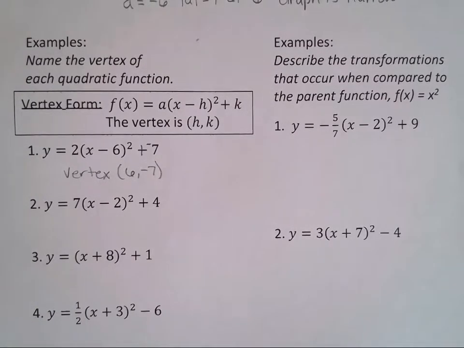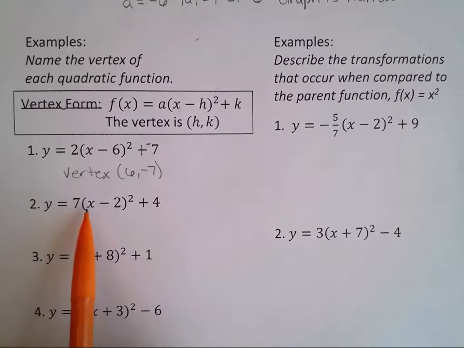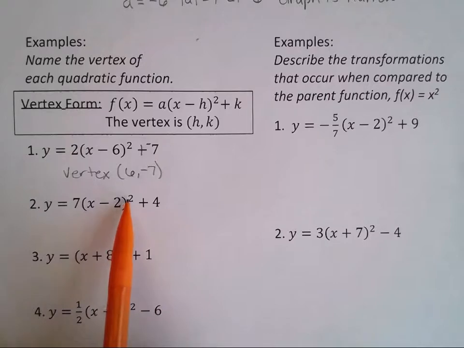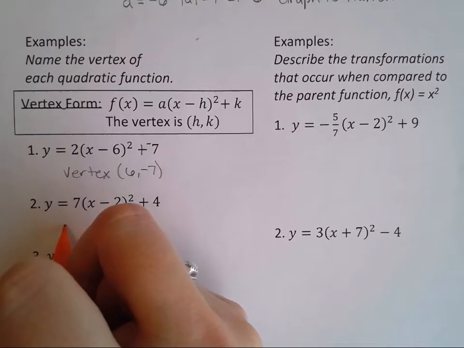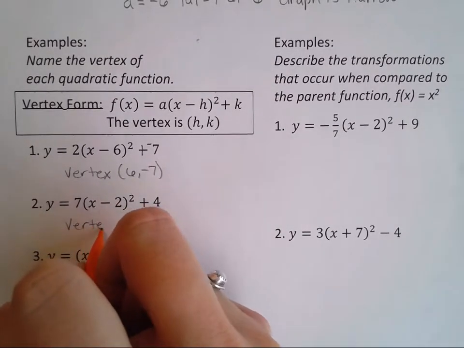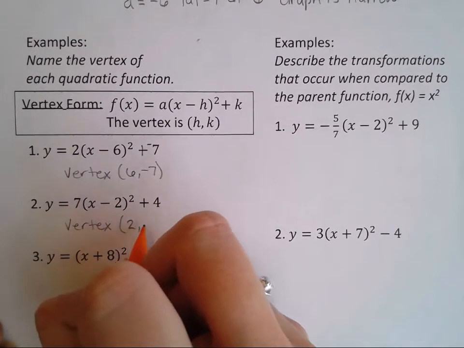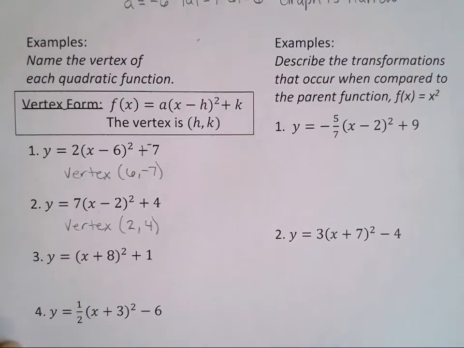Example number 2. Again, we have our a times x minus h, so this is in the correct form. Quantity squared plus k, so this is exactly the form we need in order to find our vertex. No changes are needed. The vertex of this graph will be (2, 4).